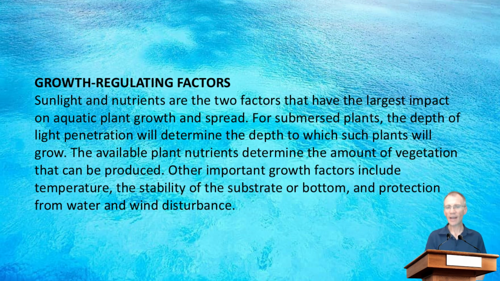Growth regulating factors. Sunlight and nutrients are the two factors that have the largest impact on aquatic plant growth and spread. For submerged plants, the depth of light penetration will determine the depth to which such plants will grow. The available plant nutrients determine the amount of vegetation that can be produced. Other important growth factors include temperature, the stability of substrate or bottom, and protection from water and wind disturbance.